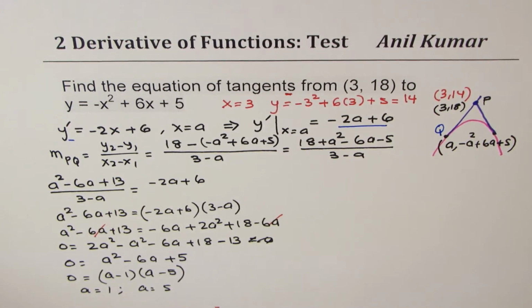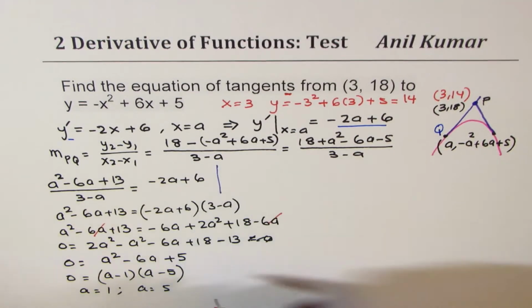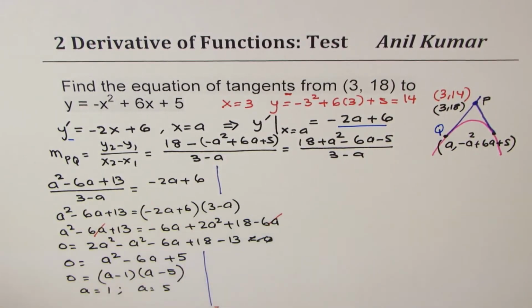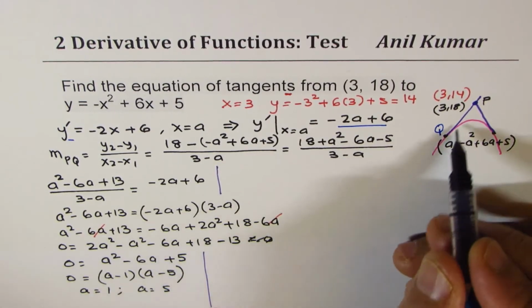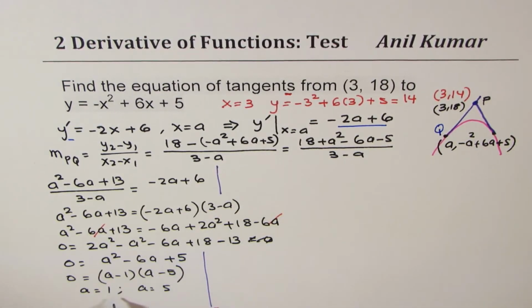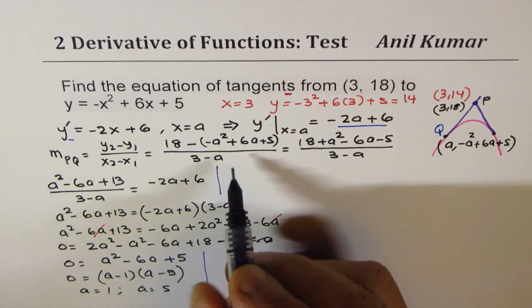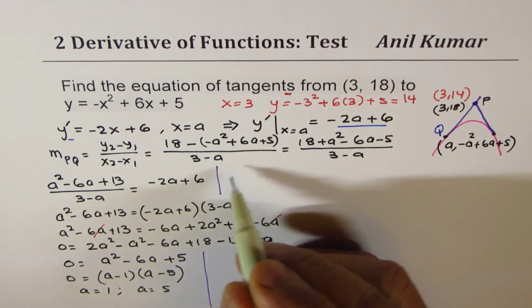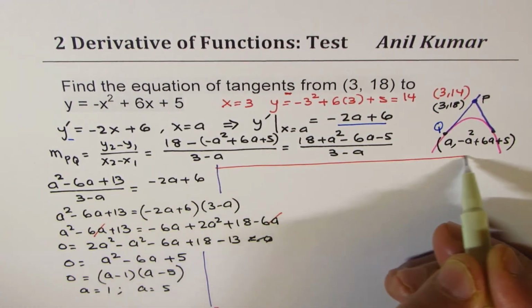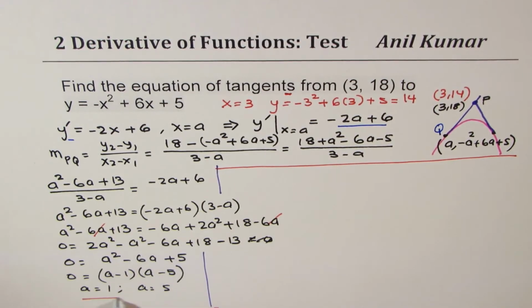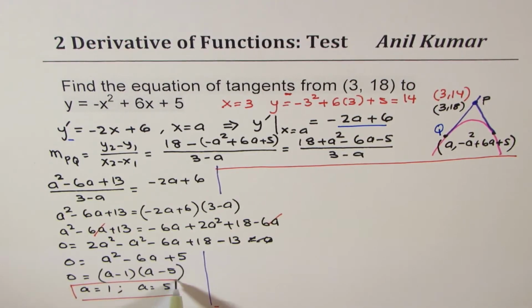Now to find the x value, we can always substitute this value of a in the equation and find on this parabola what is the y value, correct? So let me just make some room here for further calculations. So what we found here is that the value of a could be 1 or 5.